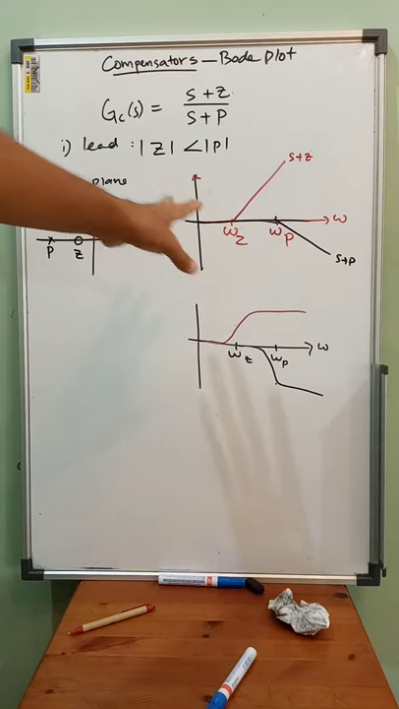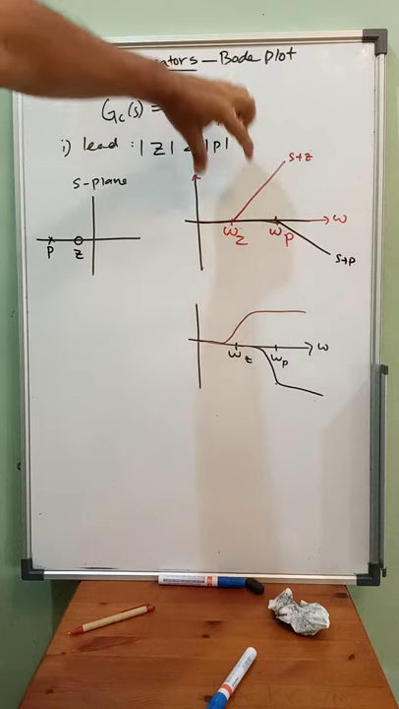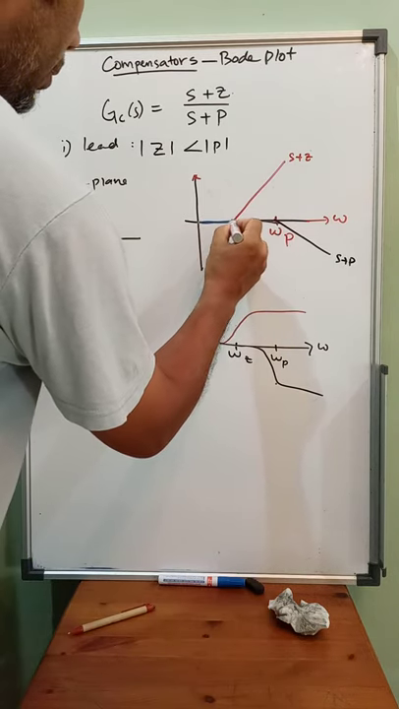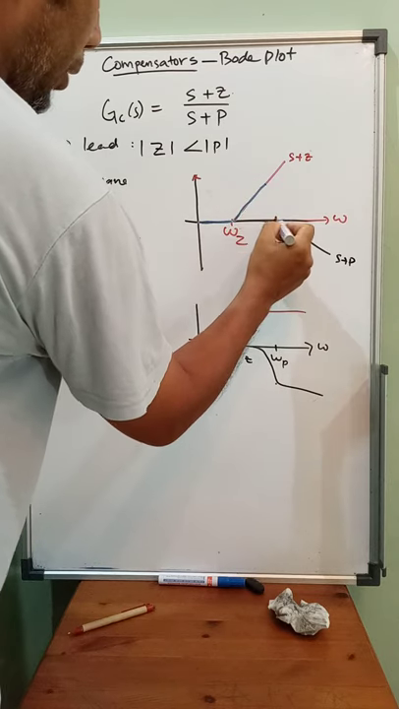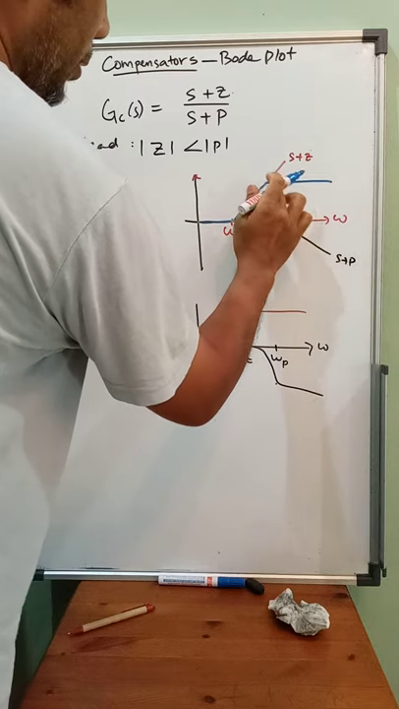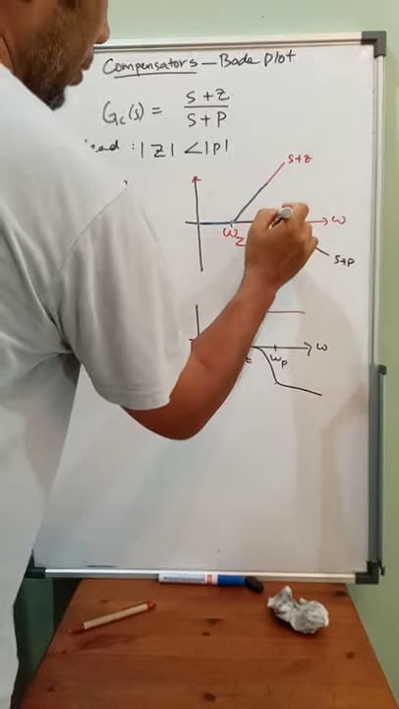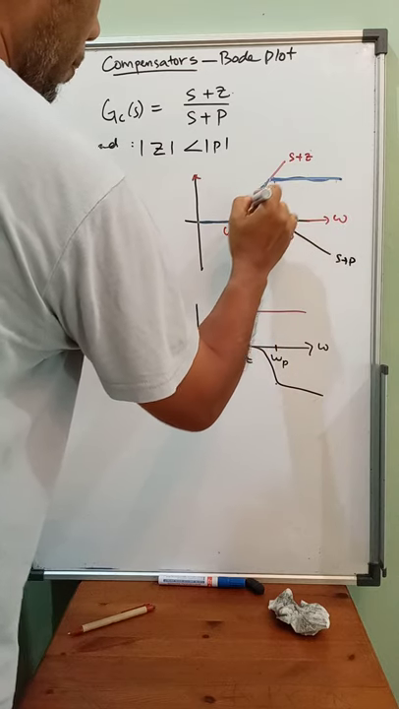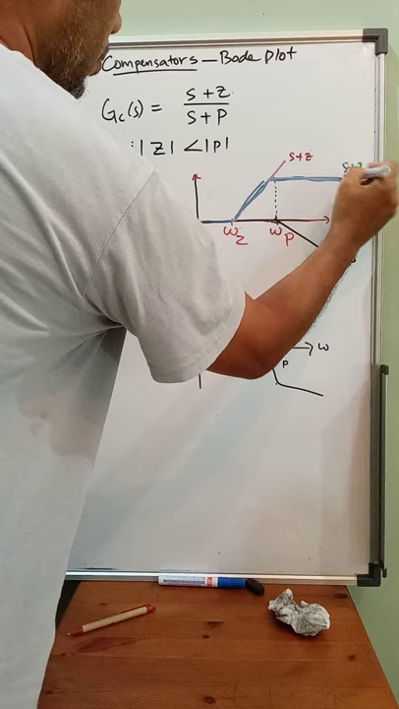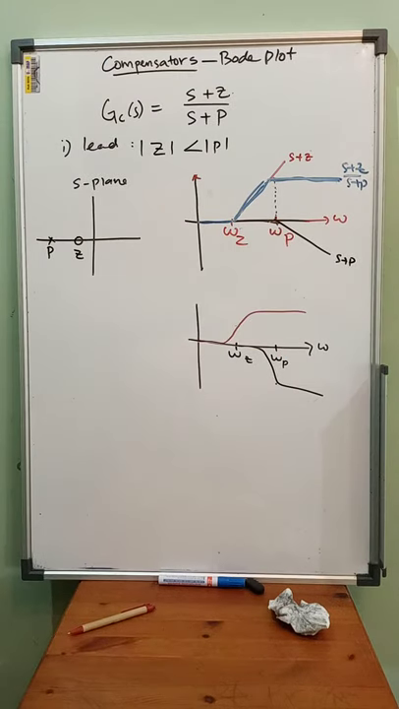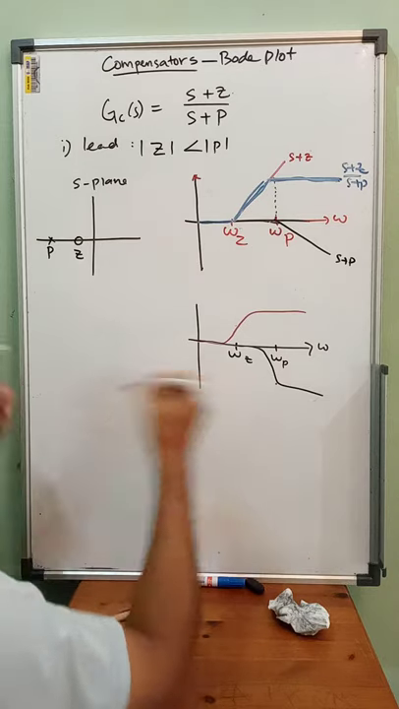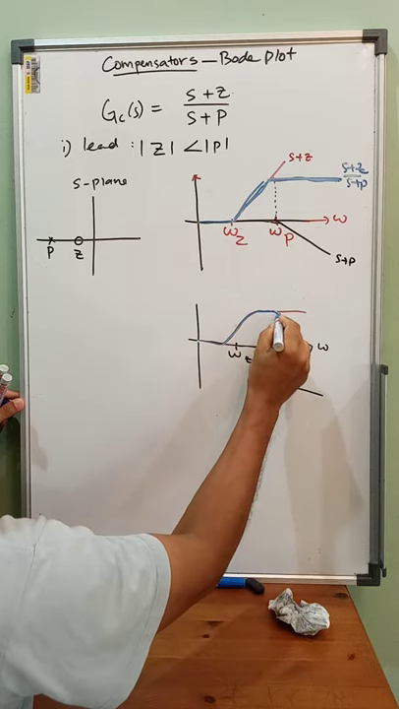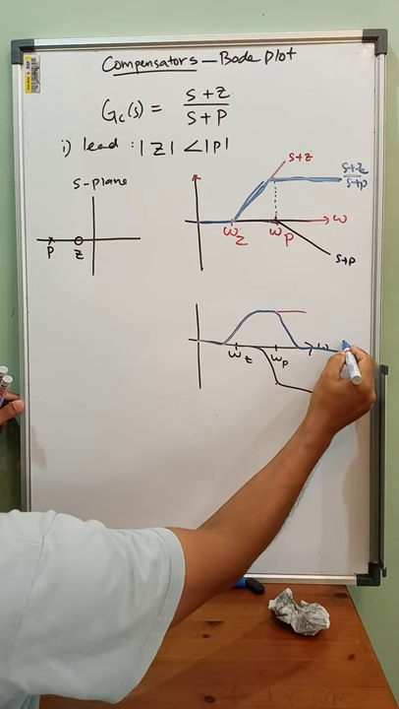Then we can combine it. Individually is this, then when we combine it, we just add these two graphs. So I put blue color for the phase. Okay, this is the total. And for the graph, it will be for the phase. Okay, that is the total.